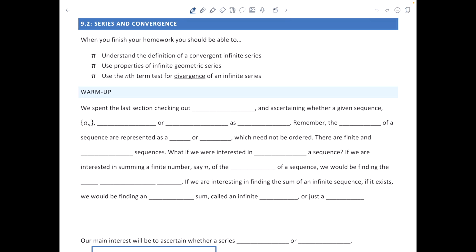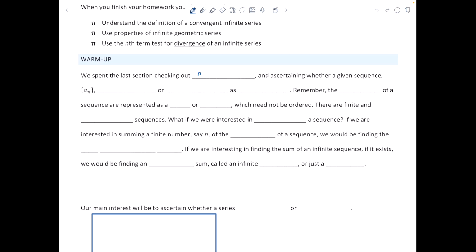We spent the last section checking out sequences and ascertaining whether a given sequence, a sub n, converges or diverges as n approaches infinity. Remember, the terms of a sequence are represented as a set or list which need not be ordered. There are finite and infinite sequences.